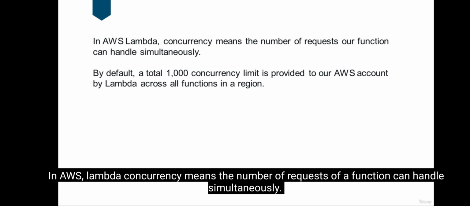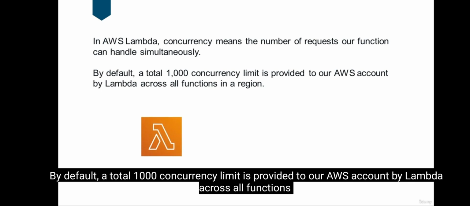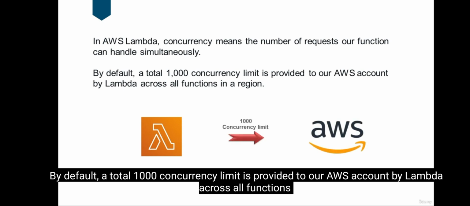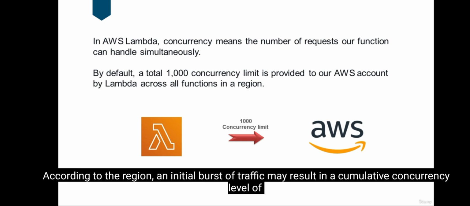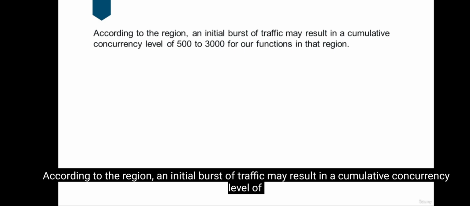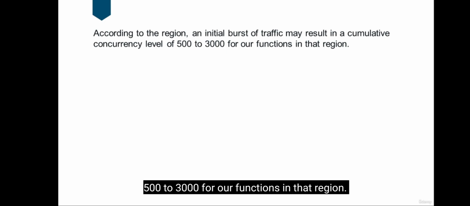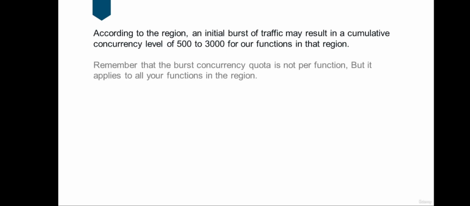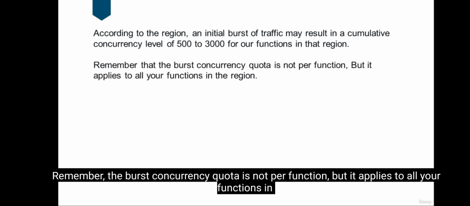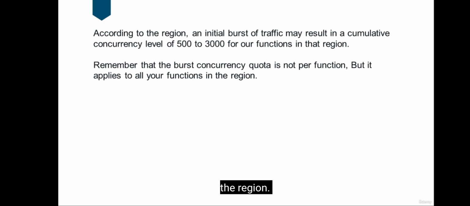Let's get started. In AWS Lambda, concurrency means the number of requests our function can handle simultaneously. By default, a total 1000 concurrency limit is provided to our AWS account by Lambda across all functions in a region. According to the region, an initial burst of traffic may result in a cumulative concurrency level of 500 to 3000 for our functions in that region. Remember, the burst concurrency quota is not per function, but it applies to all your functions in the region.